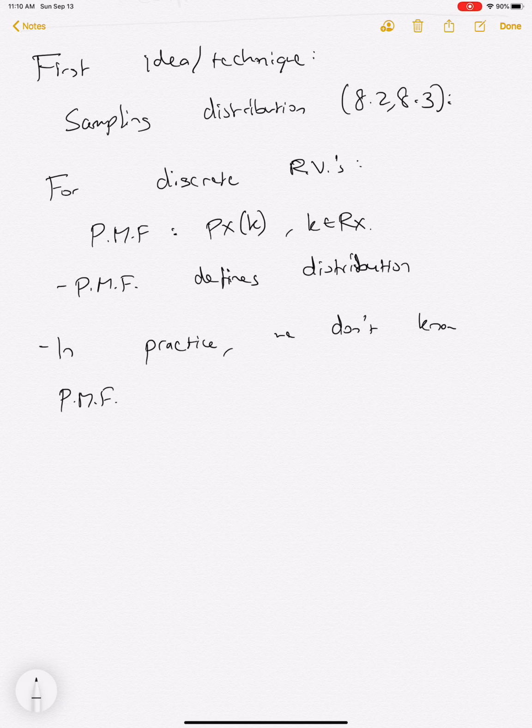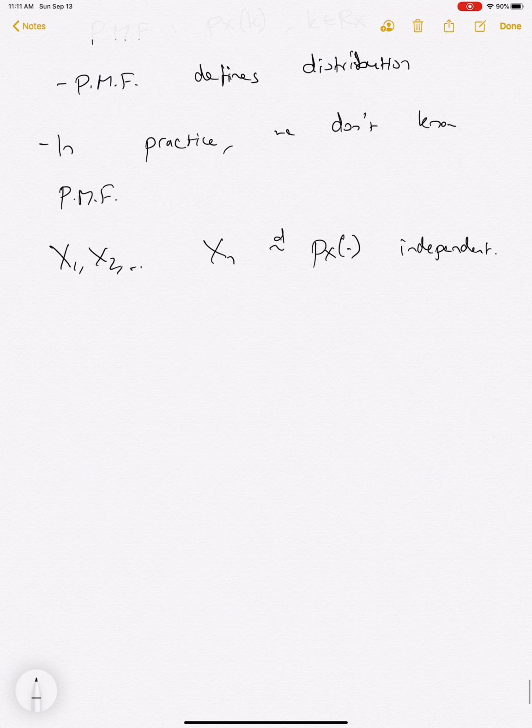In practice, in the 310 setting, you have data where you sample from this PMF, but you don't actually have this PMF. So the idea is that X1 through Xn has this distribution, this PMF p_X, and these are independent samples. And I'm going to give you an example just to keep in the back of your mind.